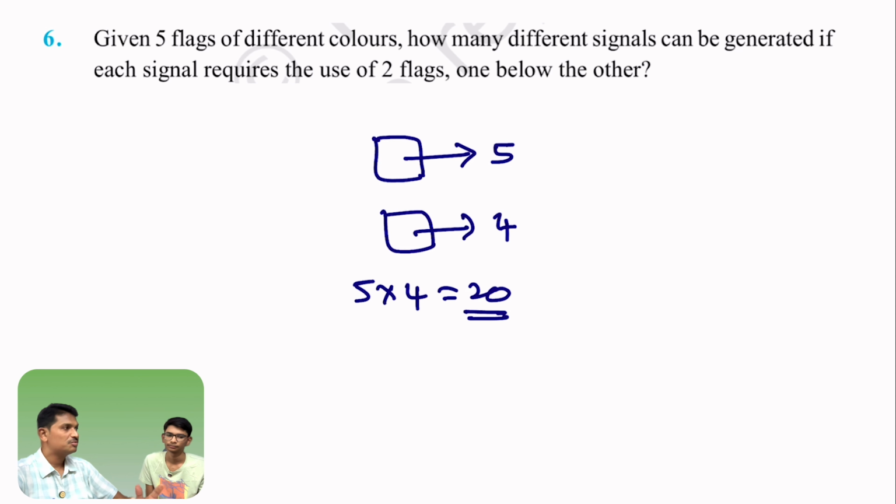What is the fundamental principle of addition? Suppose you have two works again. The first work can be done in m ways, and the second work can be done in n ways, independently. Then either of the two works can be done in m plus n ways. In a simple way to understand, whenever AND is there, we use the fundamental principle of multiplication. Whenever OR is there, then we use the fundamental principle of addition.